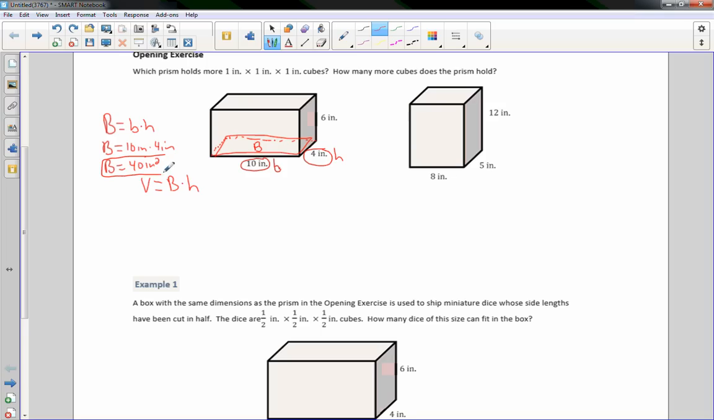So the first thing you always focus on when doing a volume problem with a prism is the base area. So this is 40 inches squared, so now I can substitute in my givens. The volume equals the base area, which is 40 inches squared, times, now this is the height of the prism. So notice there's two h's. There's a base and a height of the bottom area, but then the height of the prism is a different h. So try not to confuse all this.